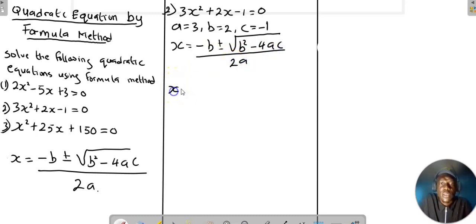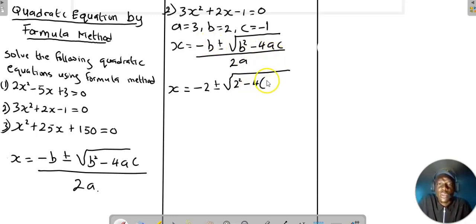Now let's go. Substituting the values into the equation, you have x is equal to minus b. Our b here is 2, so that's minus 2 plus or minus the square root of 2 squared minus 4. What's the value for a? a is 3. 4 times 3, into c is minus 1.